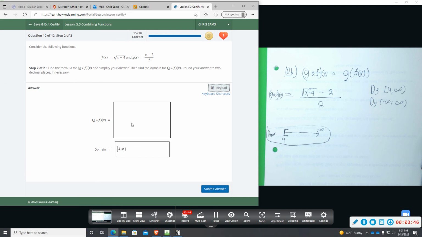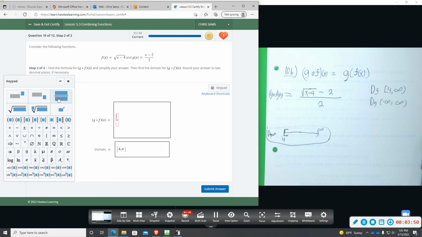And then our function, square root x minus 4, minus 2, all divided by 2.